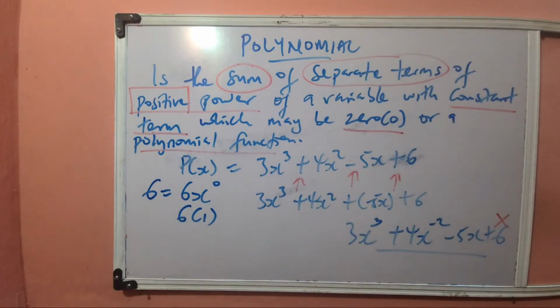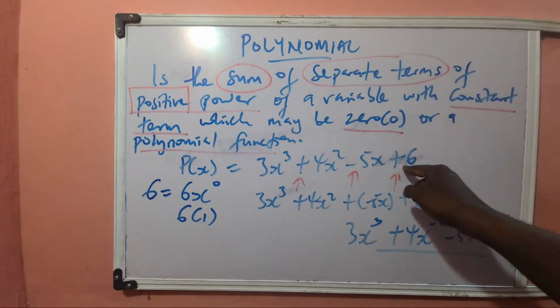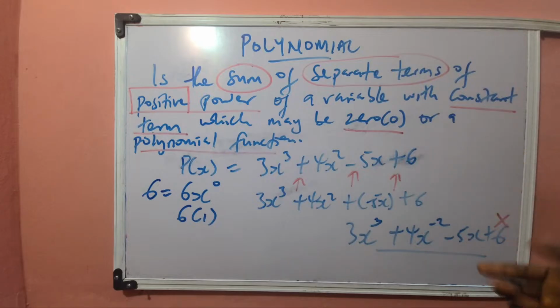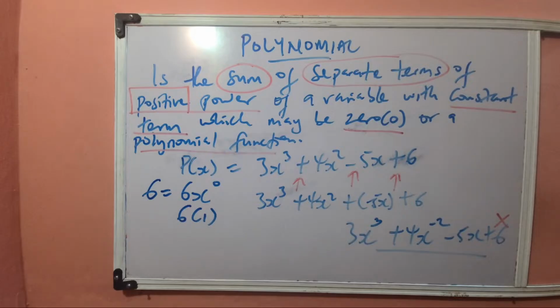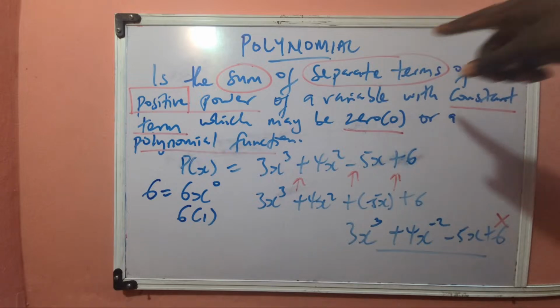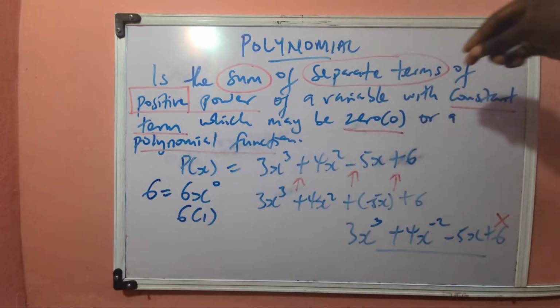So I want you to understand that when dealing with polynomials, it's not every time you're going to have a constant term written as a whole number or whatever you have there. It's possible it could be 0. So this is the definition of polynomials. Let me go over it one more time. It's the sum of separate terms of positive power. Very, very key: it has to be positive power. Once you are able to derive a negative power from any of the terms, you will never, ever call that a polynomial. That has rendered the definition invalid at that point. So it's the sum of separate terms of positive power of a variable.